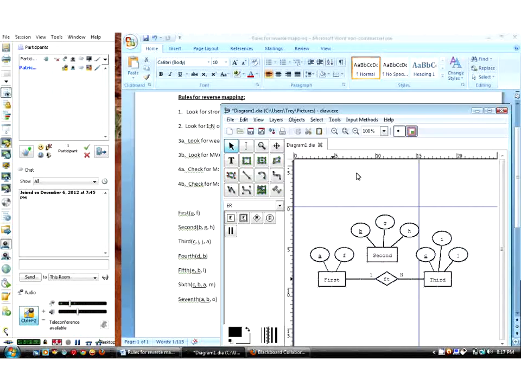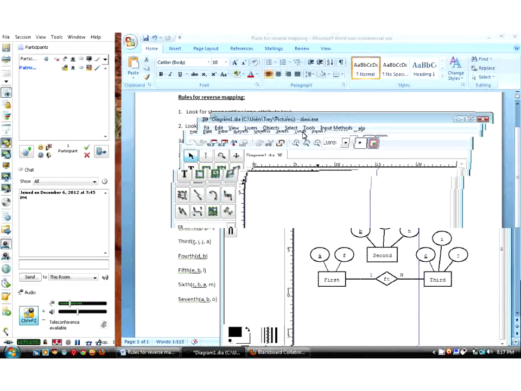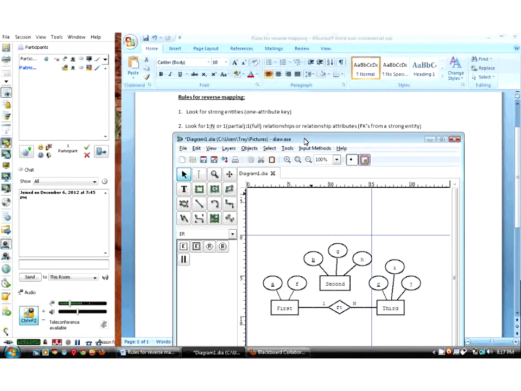All right. So that's step number 2. We got our strong entities, and we found what may be a one partial, one full, but we'll say is a 1 to N relationship.